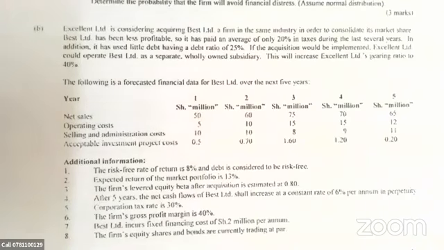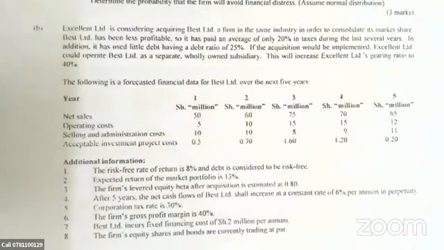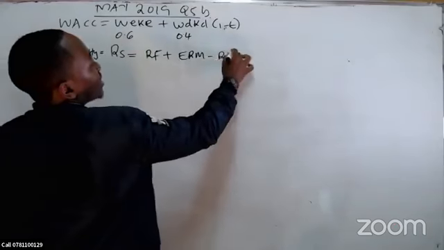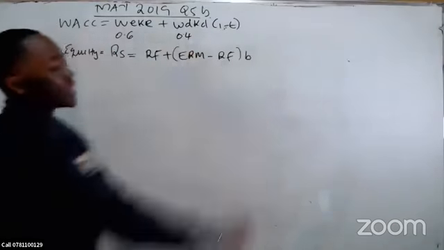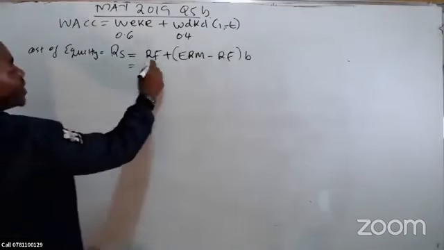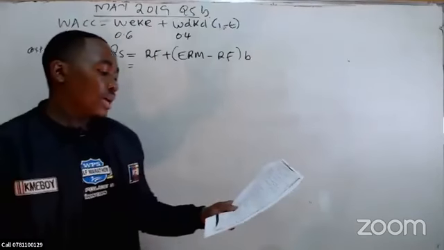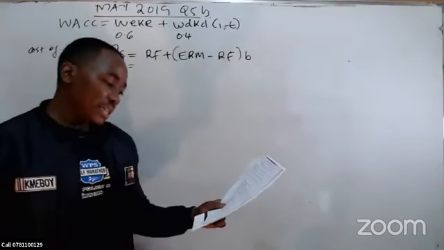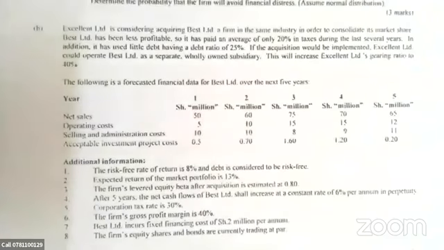Now, up to that point, the information given there, you can forget the cost of equity. For cost of equity you use the CAPM formula, where the return of the security, in this case, you take risk-free rate plus expected return of the market minus the risk-free rate, you multiply by the beta. And in this case, we are given the risk-free rate. Let's go back to note number 1. The risk-free rate of return is 8%, and debt is considered to be risk-free. So that means the risk-free rate is 8%.